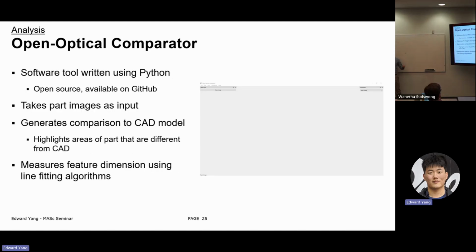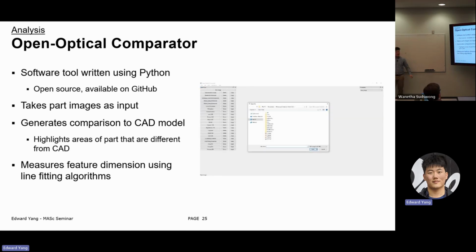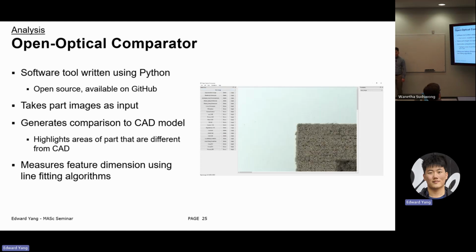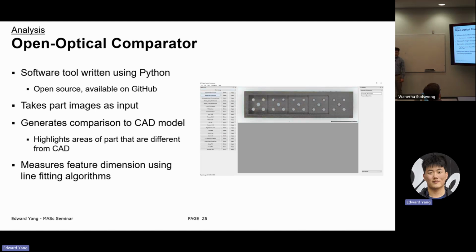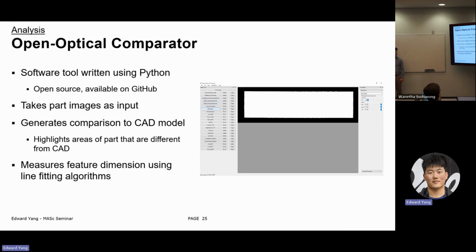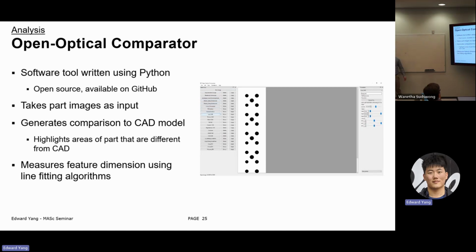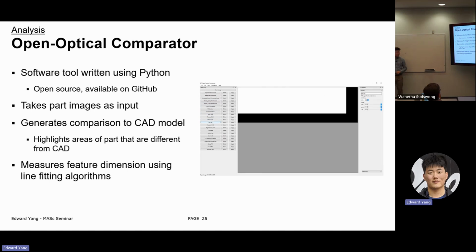To do this, I built a software tool that I wrote in Python. It is open source. It's available on GitHub for anyone who's interested. And you can see the video of going through it here. It takes in those part images from the last step as the input. It provides a series of computer vision operations to generate a comparison to the digital CAD model. And then it highlights the parts that are different from the CAD.